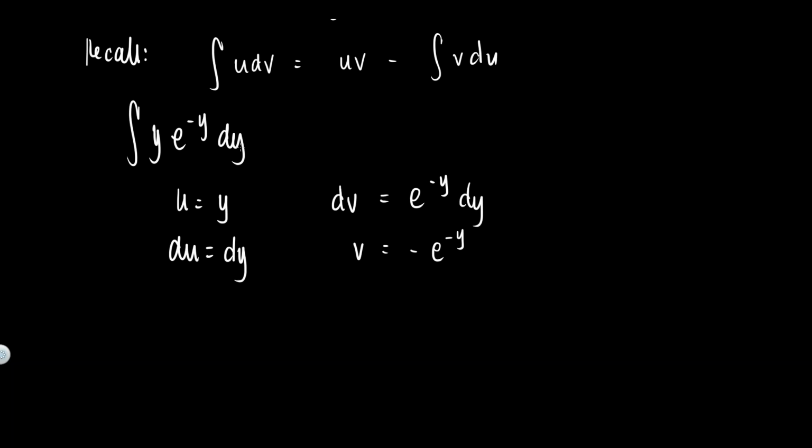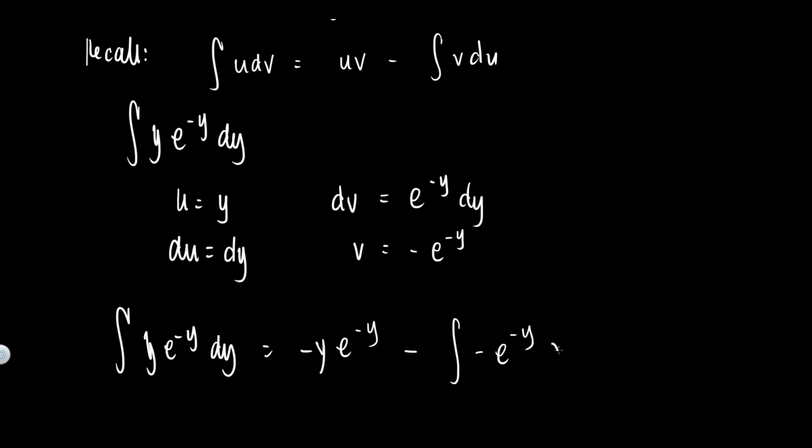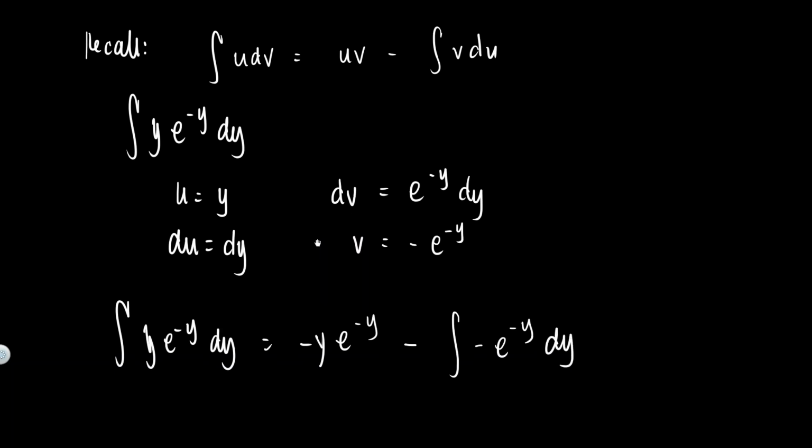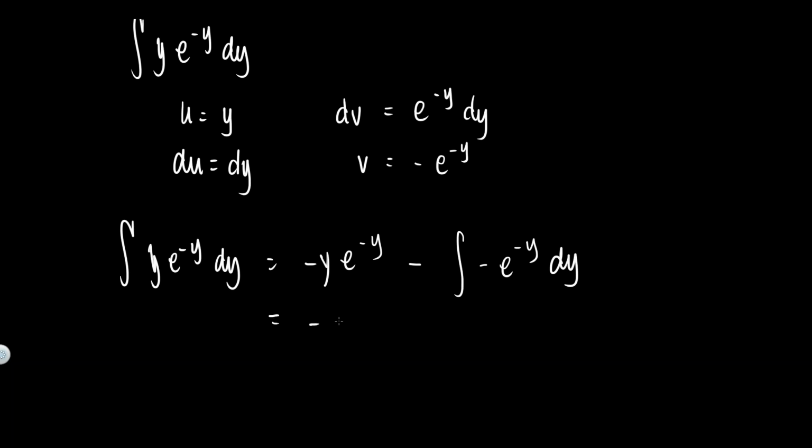So, the integral of y e raised to minus y dy will be equal to u times v, so labas na natin yung negative. So, minus y e raised to minus y. Then, minus the integral of v du, so minus minus e raised to minus y dy. Okay, ano nangyari dito? Minus minus, plus. Okay, naging plus na yan. Yes. So, plus the integral of e to the minus y dy.